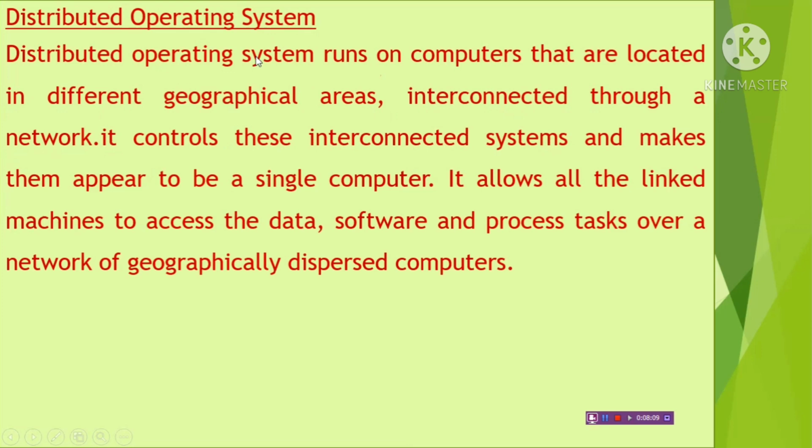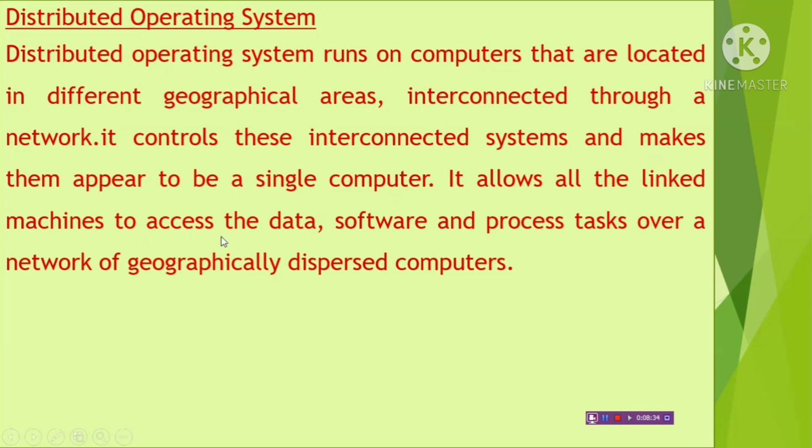Distributed operating system. A distributed operating system runs on computers that are located in different geographical areas, interconnected through a network. Different computers are present at different locations but connected through the internet. It controls these interconnected systems and makes them appear to be a single computer.